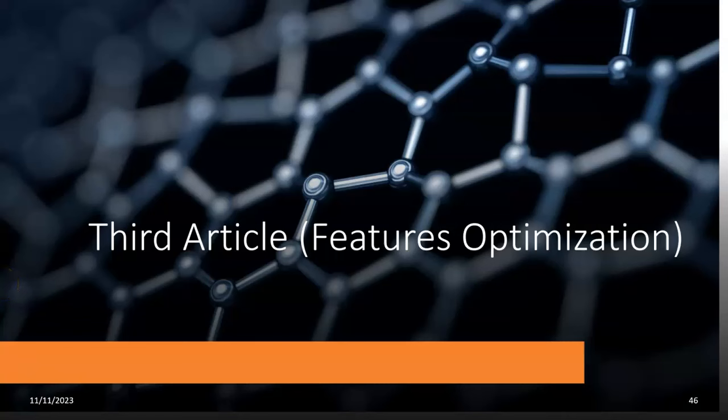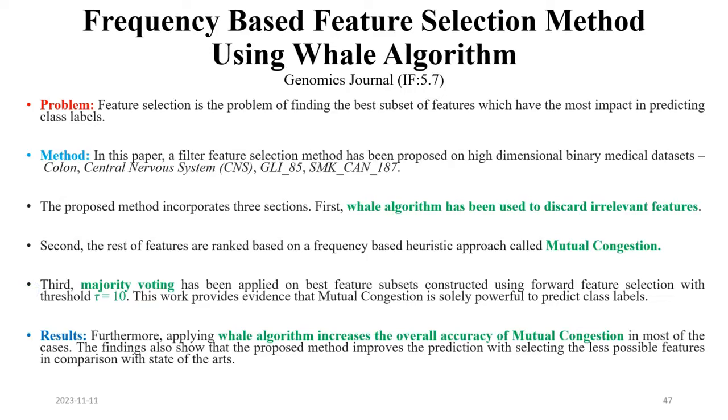Dear students, so the third article is about feature optimizations for machine learning algorithms. In this article, I selected one of my articles which was published in a genomics journal with an impact factor of 5.7. This article is based on two important things. One is frequency-based selection of the features along with an evolutionary algorithm, which is the whale optimization algorithm. Why do we need feature selection?